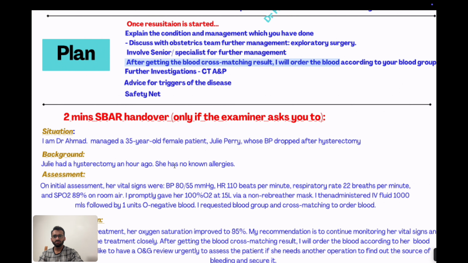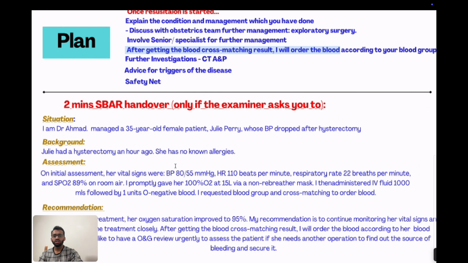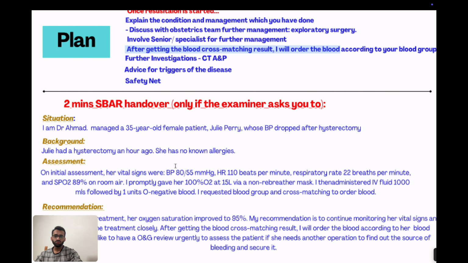Then you will give the background. Julie had a hysterectomy done an hour ago, and she doesn't have any allergies. Then you will give your assessment. On initial assessment, her blood pressure was a bit low, heart rate was 110, respiratory rate was 22, and oxygen saturation was 89. I have given 100% oxygen by non-rebreathing mask. We have started IV fluid, and I have started 1 unit of O negative blood as well, and I have requested the blood group and cross match.